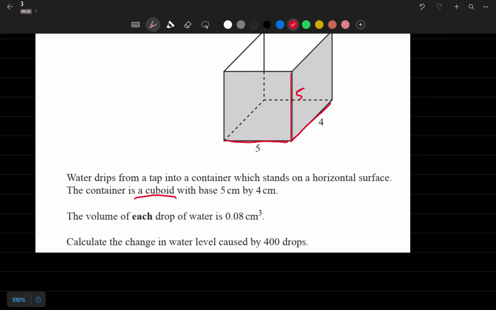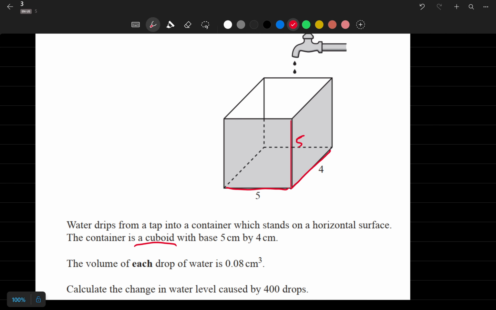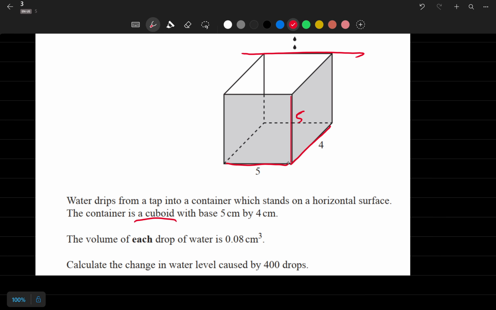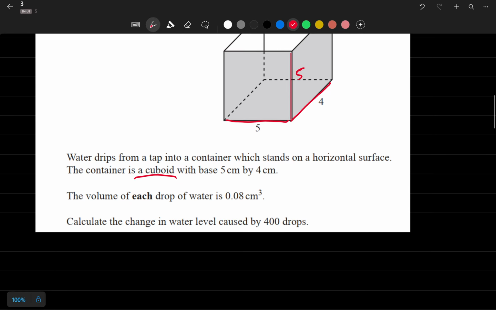The volume of each drop of water is 0.08 centimeter cube. Calculate the change in water level caused by 400 drops. Now what the question says: when there is no water, the change in the surface of water level is 0 because there is no water. The height of water in the tank is 0 centimeter. We have to calculate how much change 400 droplets can make.